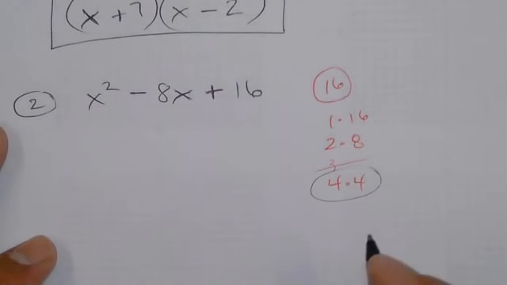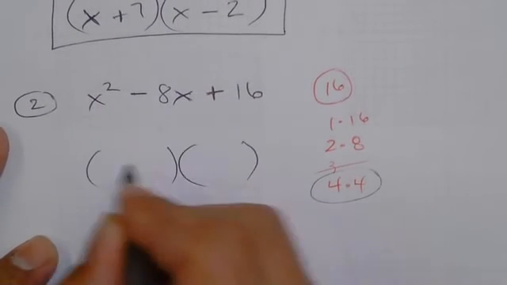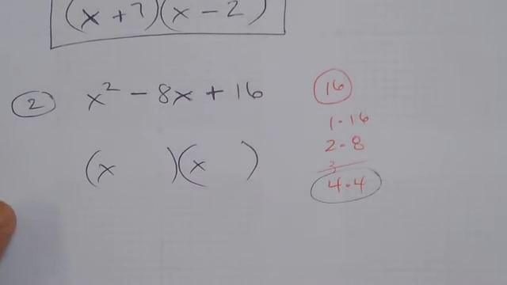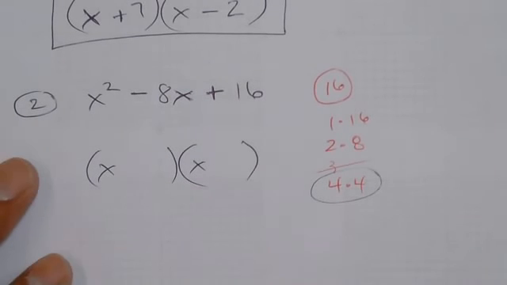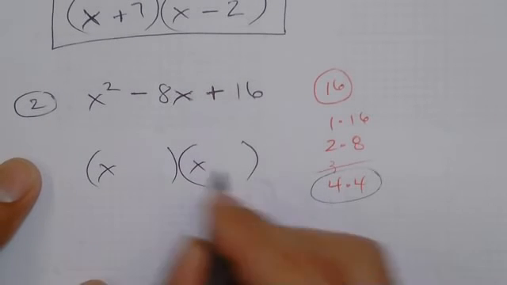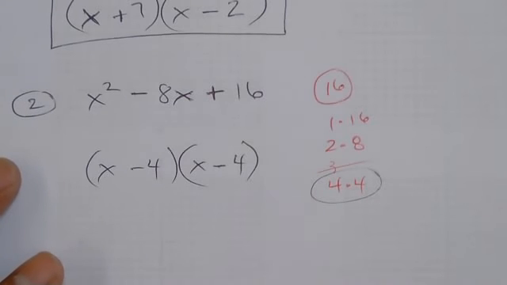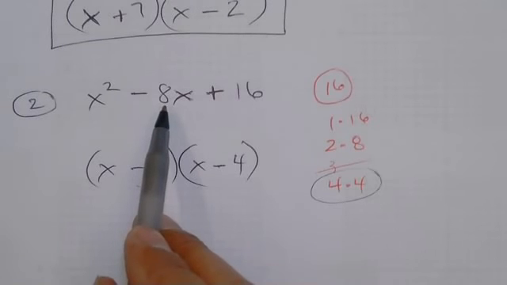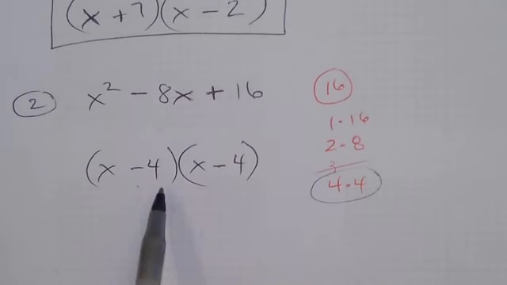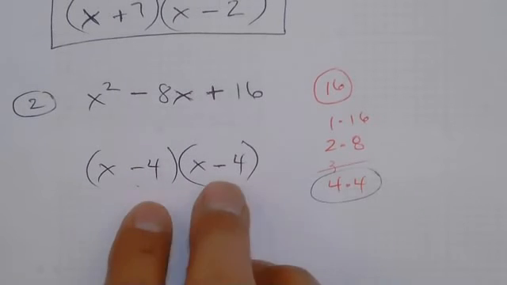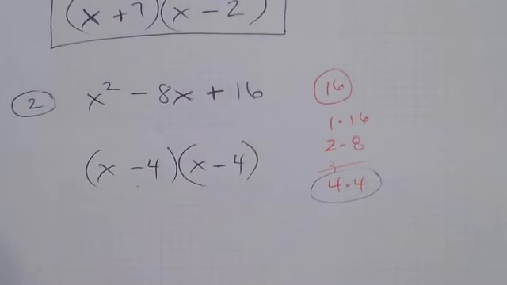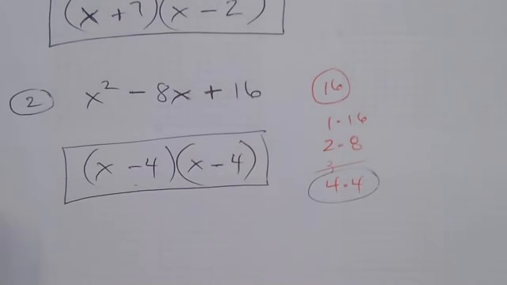So what are you going to write? X, and then what? Negative 4 and negative 4, right? Do you guys agree it's negative 4 and negative 4? Yeah. Because I have to add up to a negative 8. So they both have to be negative. And sure enough, a negative times a negative is a positive.